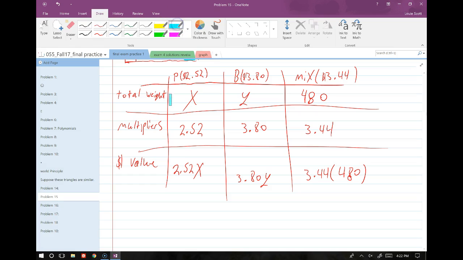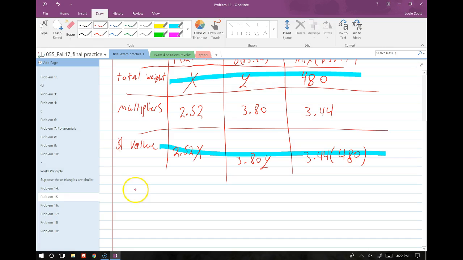Okay, we take our equation straight across the top and straight across the bottom. x plus y equals 480, and then 2.52x plus 3.80y equals 3.44 times 480. That gives me 1651.2.